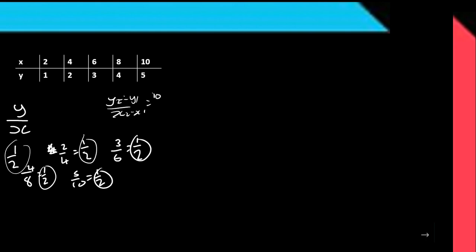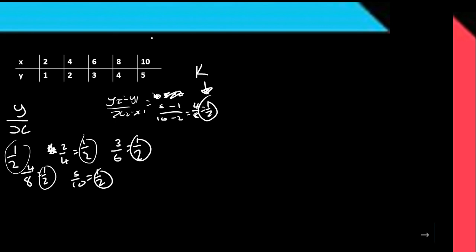So 10, no, sorry, that's x. 5 minus 2, nope, sorry, that's wrong again. I could do 5 minus 1 over 10 minus 2. I'll be left with 4 over 8, which is 1 over 2. That would be my slope, which in this question would be my k.